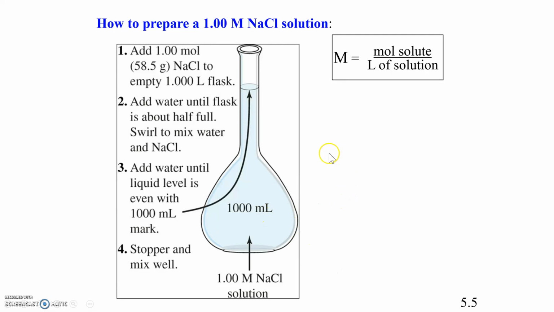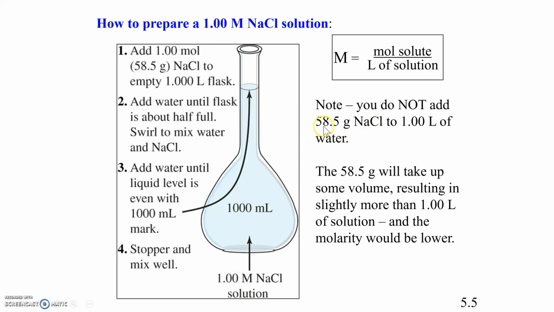If you were to make a 1 molar solution of sodium chloride, you would take 58.5 grams. That is equivalent to 1 mole. You would add that to the bottom of your container, in this case a flask. You would add some water, dissolve it up, and then fill up that water to the 1 liter mark.